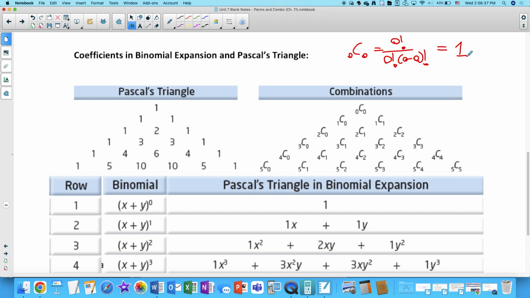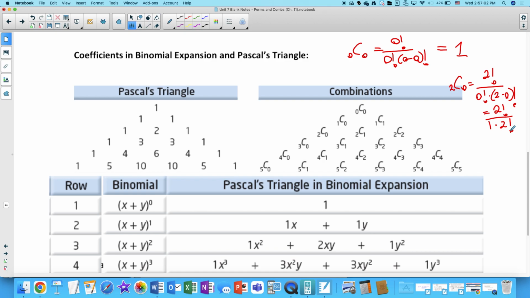This guy, 2 choose 0. And I'm not going to do all of these. I'm just going to do a few examples. Right? If you do 2 choose 0, it's 2 factorial over 0 factorial times (2 minus 0) factorial, which is essentially 2 factorial over 1 times 2 factorial. 2 factorial over itself is equal to 1.